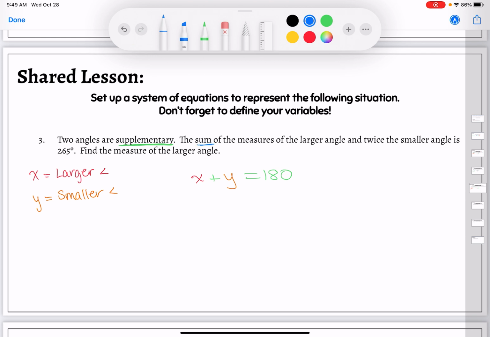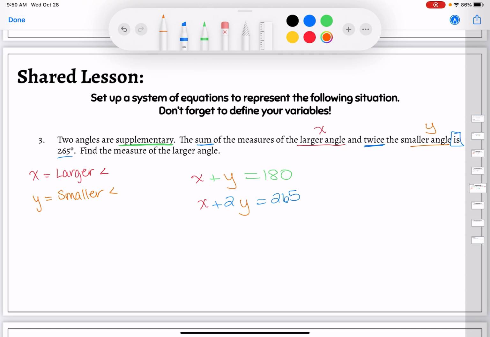Now the second sentence is where I'm going to get my second equation. So it says the sum, so we're adding, the sum of the measures of the larger angle, that was x, and twice the smaller angle, that was y, is 265. So it's going to equal 265. So the measure of the larger angle, so x, and twice the smaller angle, so 2y, equals 265. There's my second equation. So my system: x plus y equals 180 and x plus 2y equals 265.